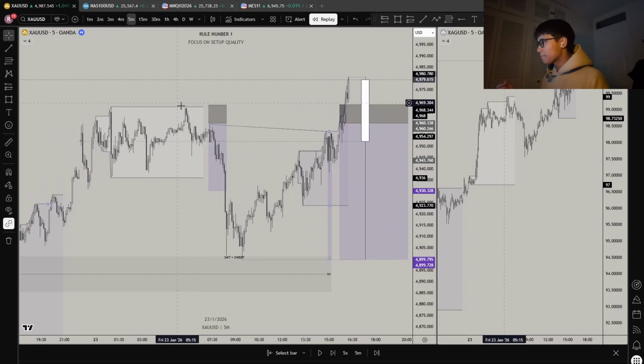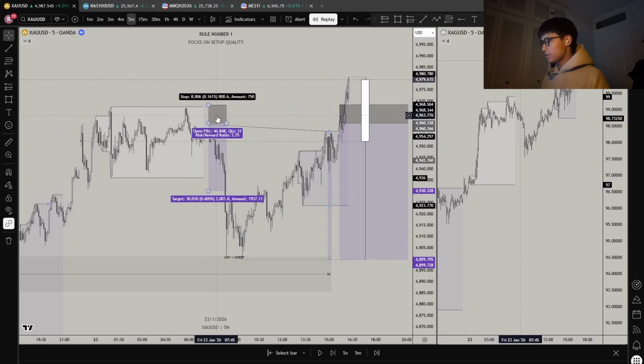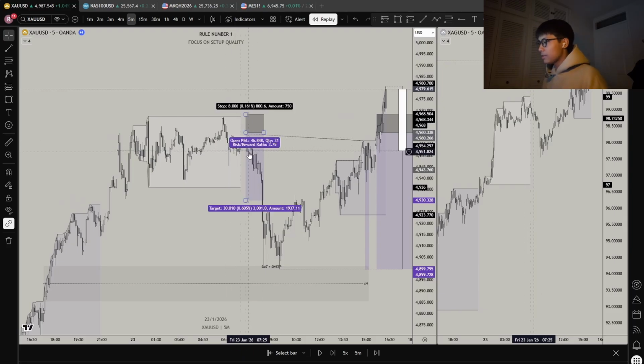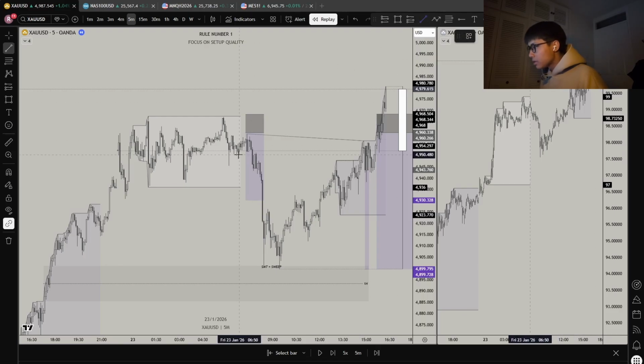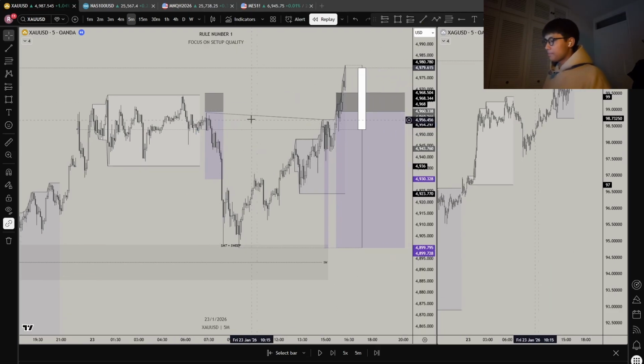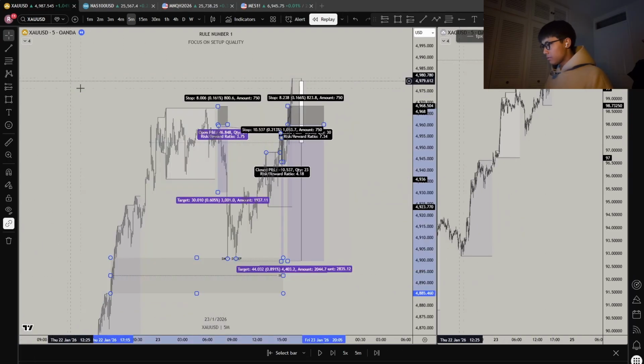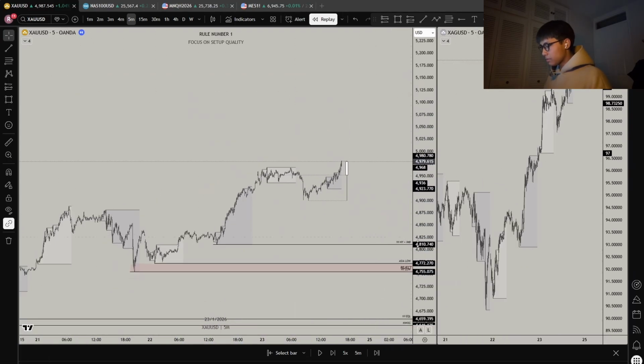But yeah, this was a nice sell setup to take for anyone who took it, because price did sweep buy side internal liquidity and it straight away sold off, changing to a delivery at these lows here. Alright, so that is gold. Now let's move on to NQ.